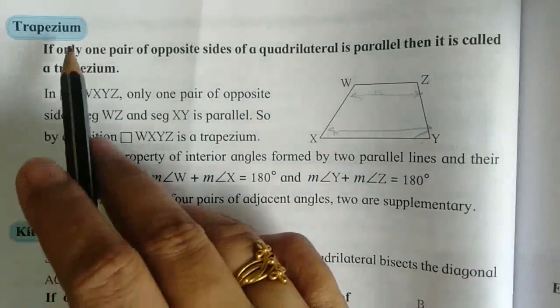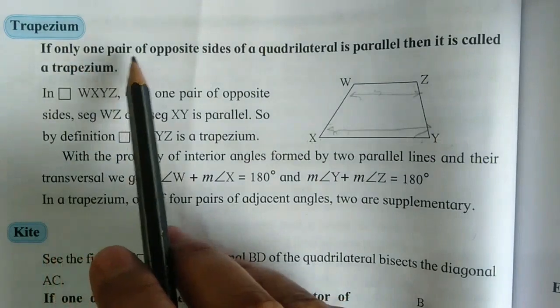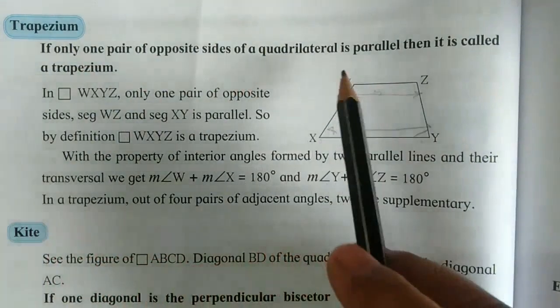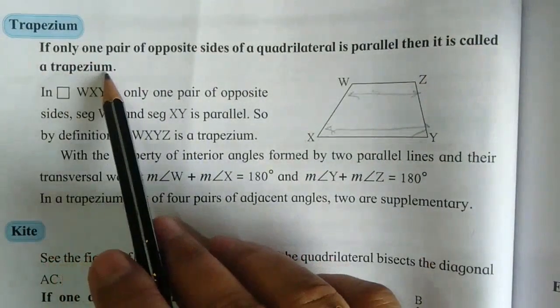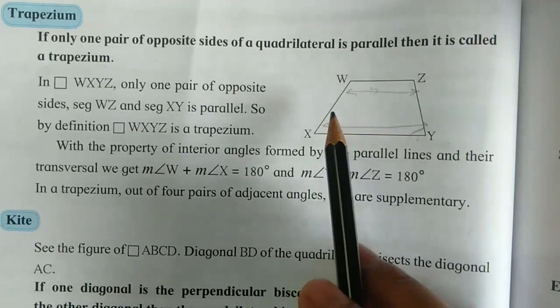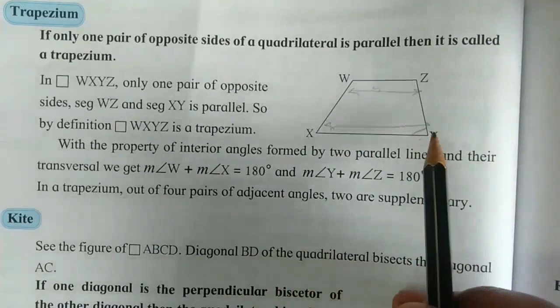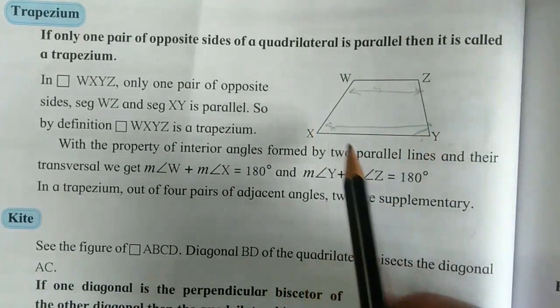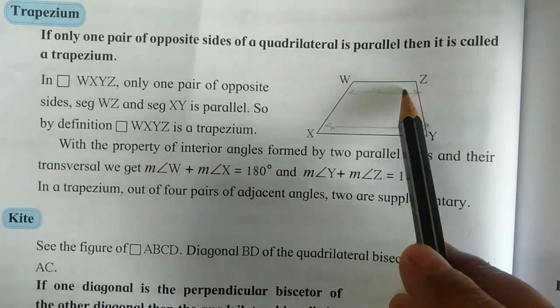See the next type is trapezium. If only one pair of opposite sides of a quadrilateral is parallel, then it is called a trapezium. See, we know that each quadrilateral has two opposite pairs. So out of two, only one pair is parallel in the trapezium.